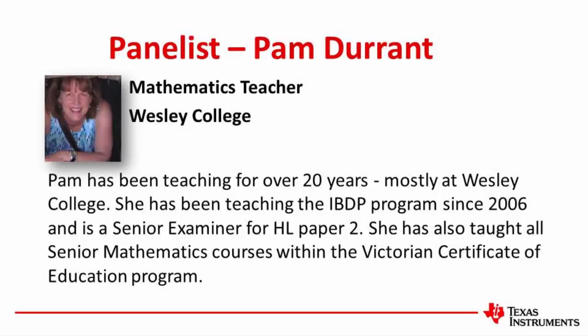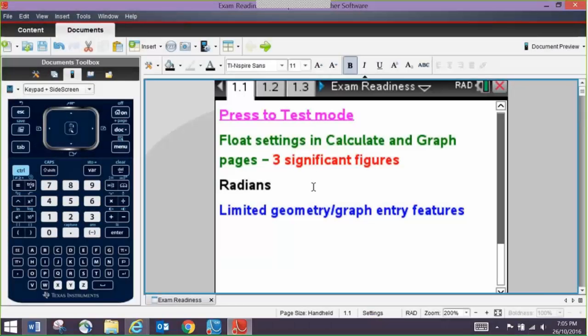Okay, so I thought I'd get us started with a quick talk about the press-to-test mode, which all the calculators need to be set in for examinations. When the calculators are set into press-to-test, there are a few things that are no longer available, and also a few changes that the student should make fairly quickly into the exam time. First of all, the key thing for the paper 2s, for standard level and high level, and for both papers in studies, is this idea of 3 significant figures.